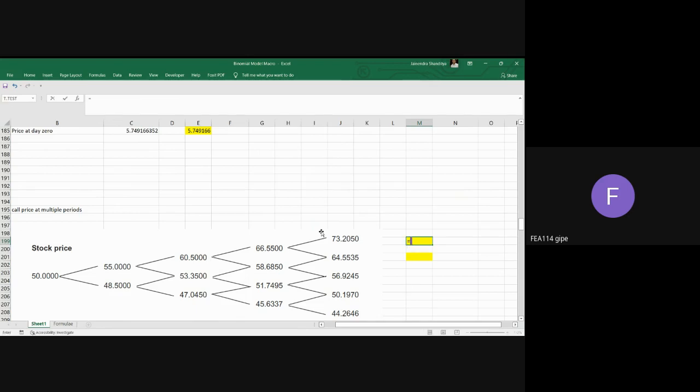So, how do we get this price of 73.2? It's very simple. The stock goes up, up, up, up. So it goes 4 times up. So this becomes 50.